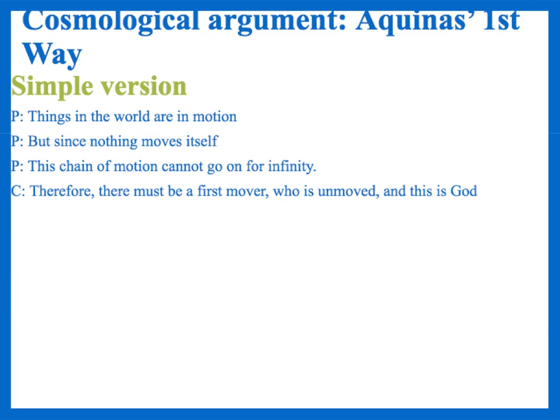And here we have the simpler version. It starts with the same empirical premise. An empirical premise is one which is based on observation. Because this is an a posteriori argument, we call this an empirical premise because it's based on the observation of everything in motion. So the first premise: things in the world are in motion.